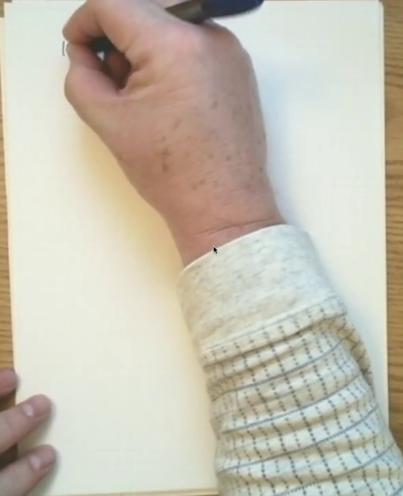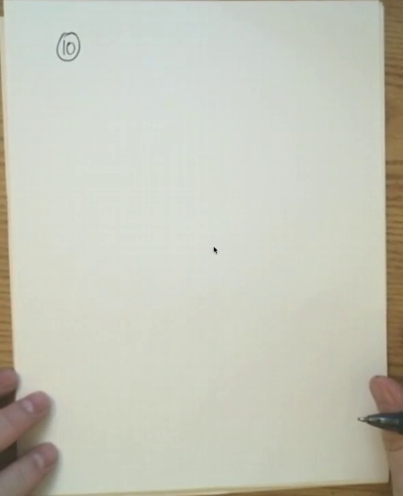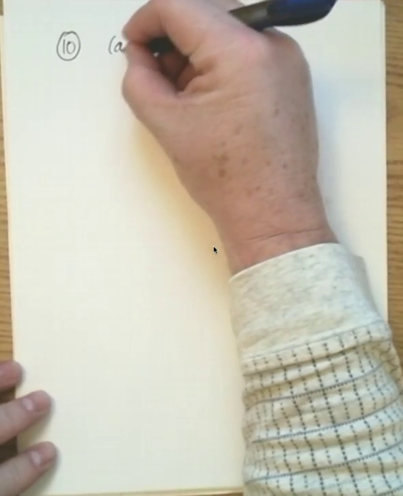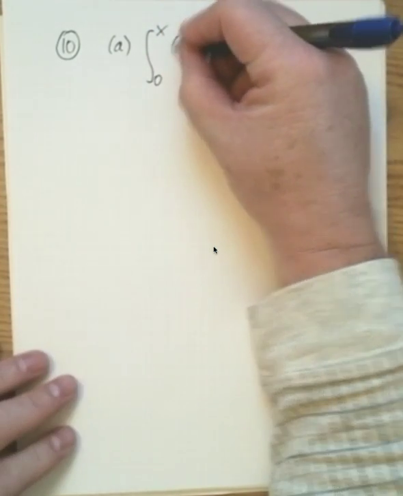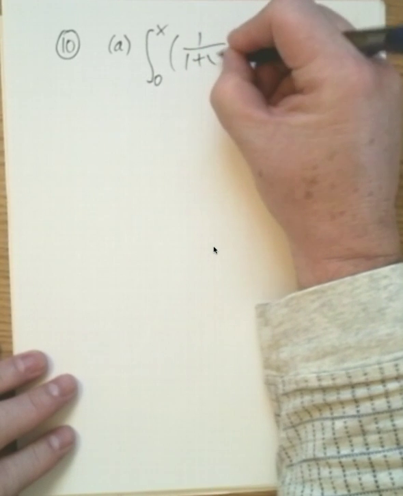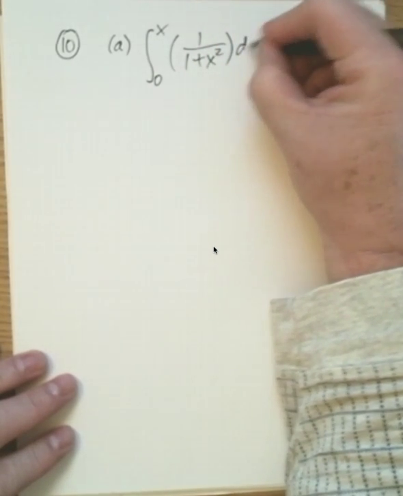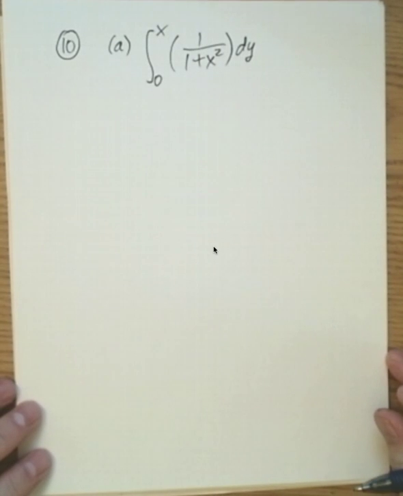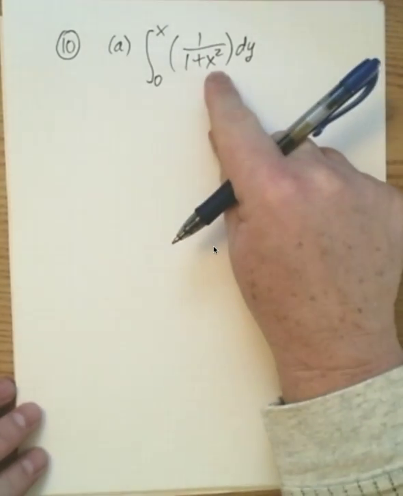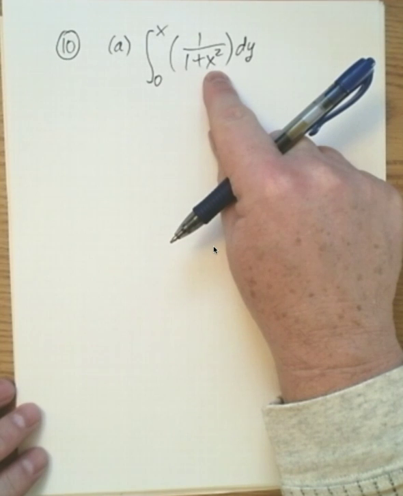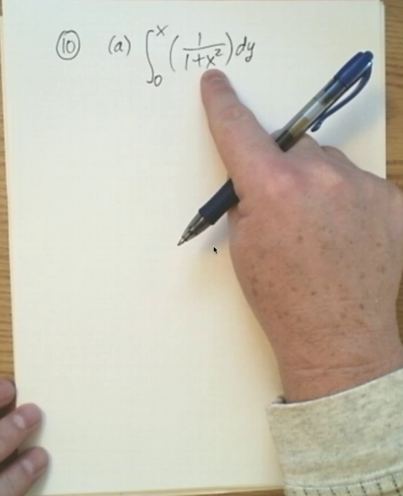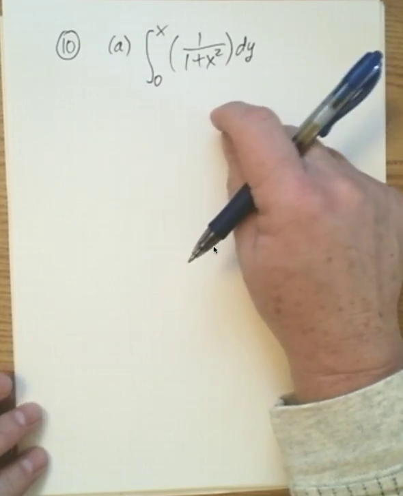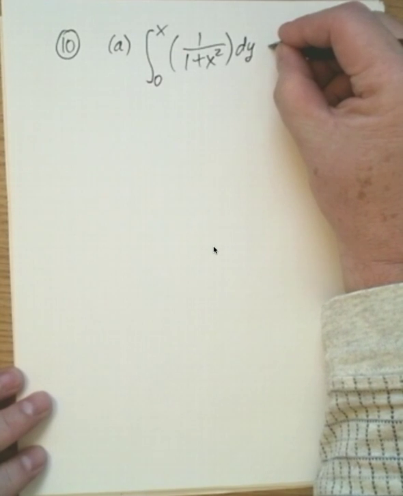All right, let's do problem 10 now. In that same section, let's look at part A. We're integrating from 0 to x, 1 over 1 plus x squared dy. Okay. Now this is going to be very easy, right? Because x is acting like a constant with respect to y here. So 1 over 1 plus x squared is acting like a constant. So this is really, really very easy here.